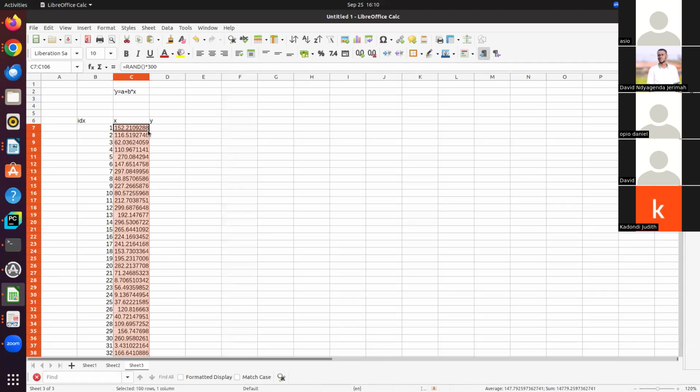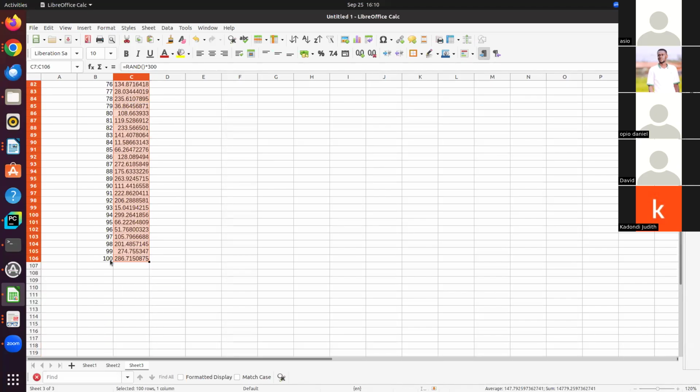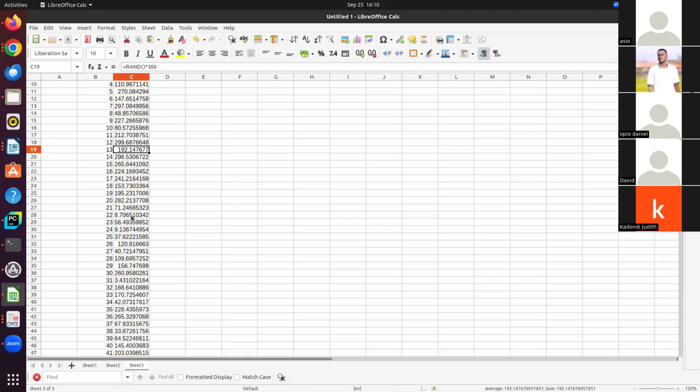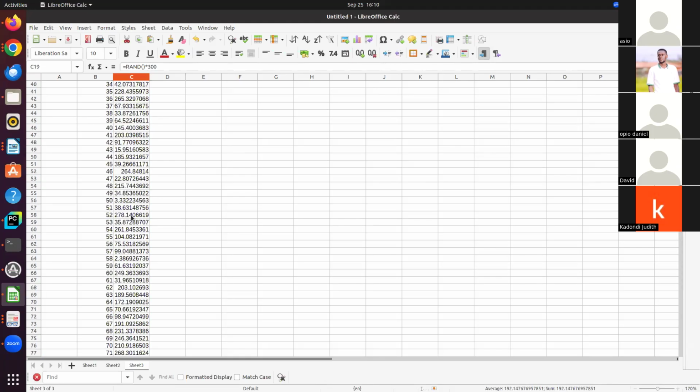I can take this one and generate 100 of them. By the way, if you double click on it, it will take all the numbers up to 100, because I made the index up to 100, so it knows how to do that. That's an Excel feature. I really strongly recommend that whoever wants to be serious learn Excel as well. So all those numbers are between 0 and 300.